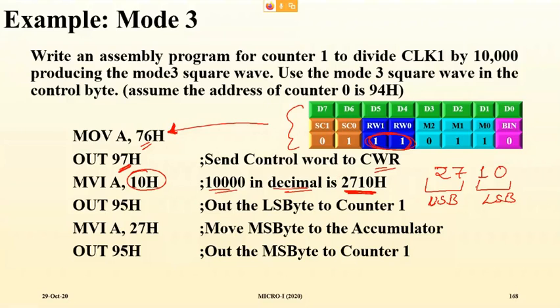first. Why? Because this is your lower significant byte. So 10 is loaded. And where are we loading that byte? To counter 1, because we need to activate counter 1. Address of counter 1 is 95. How did we derive that address? Because counter 0 is 94, definitely counter 1 will be 95H. So you loaded the lower significant byte, then you loaded the upper significant byte, and done. The system will start working in mode 3 and it will keep on generating a square wave.